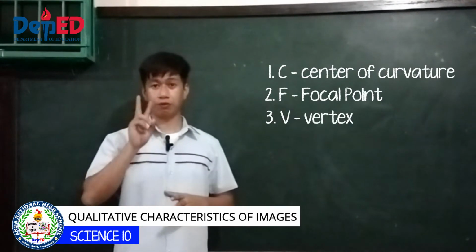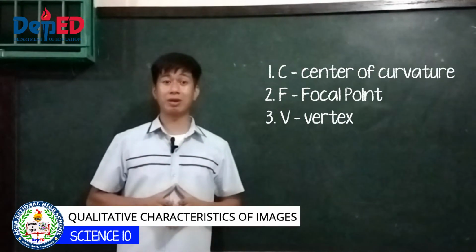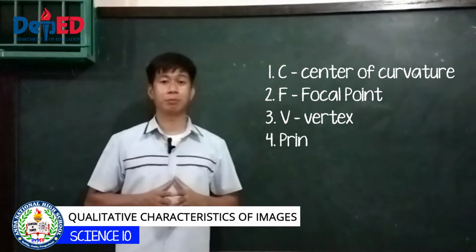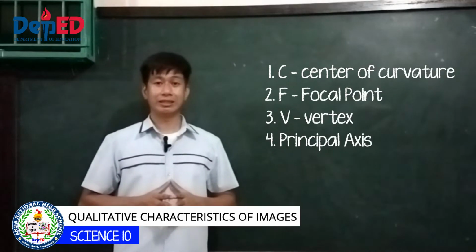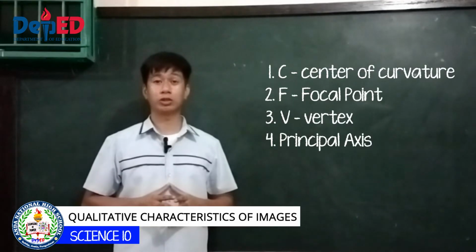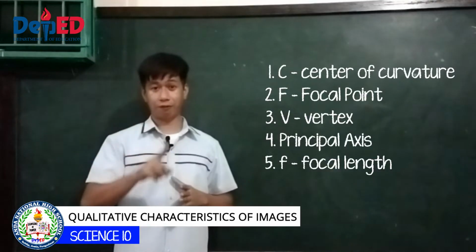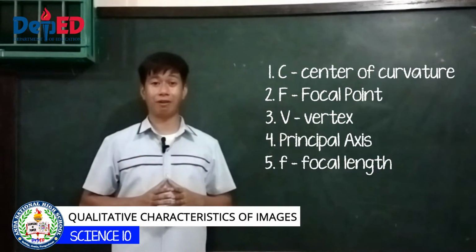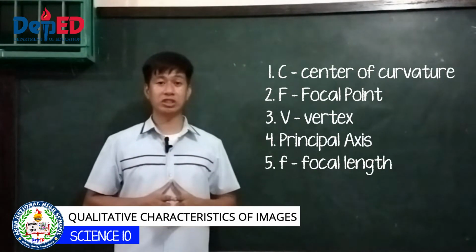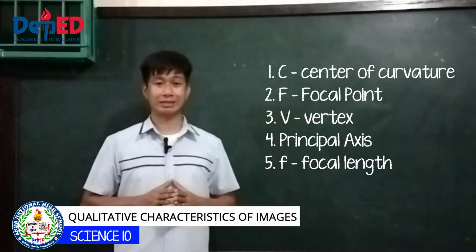3. V. Vertex. It is the point where the principal axis meets the mirror. 4. Principal axis. It is the straight line passing through the center of curvature to the mirror. 5. F. The lowercase f. It is the focal length. Focal length is the distance from the focal point to the vertex.